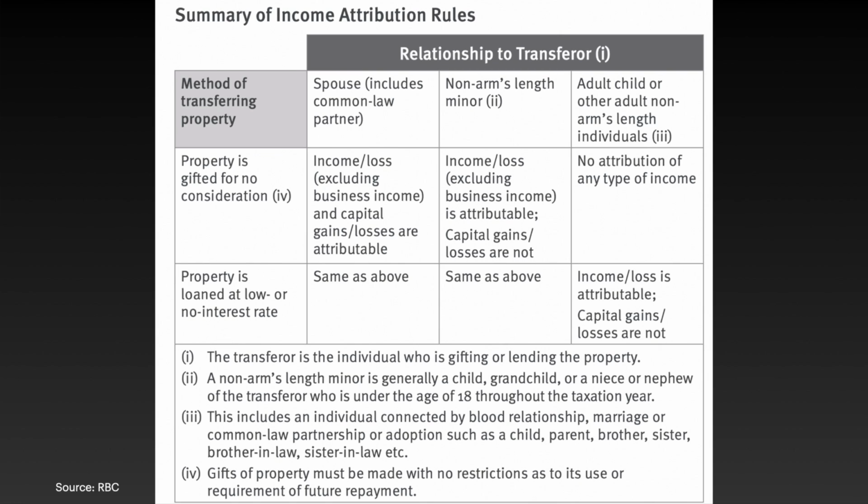So on the screen here, I put a summary of the different categories of family members that you can give money to and whether it will get attributed back to you or not. Now, as we can see, if we give money to a spouse to invest in their name, any investment income, gains or losses will be attributed back to you. This also applies to non-arm's length minors such as children, grandchildren, nephews, nieces, etc. However, if they're adults, then there will be no attribution.